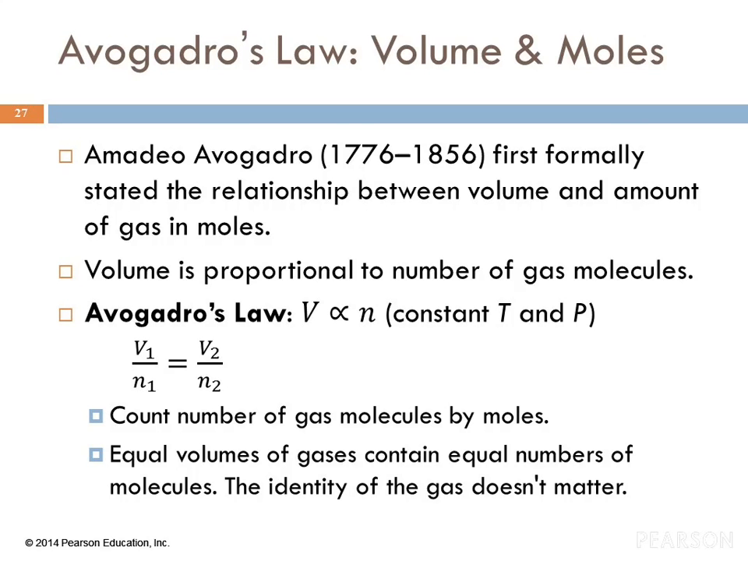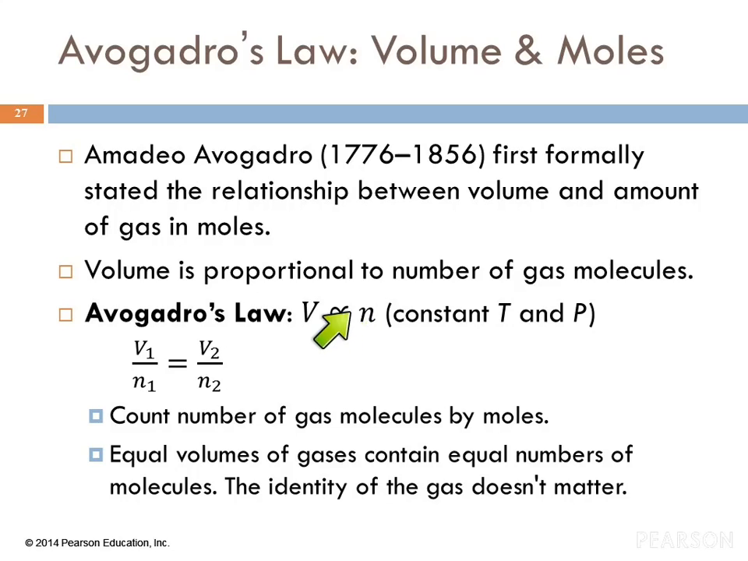Avogadro's law. Amadeo Avogadro was born in 1776. He was the first one to formally state the relationship between volume and amount of gas. So Avogadro's law relates volume and moles. It turns out that volume is proportional to the number of gas molecules. And that kind of makes sense, doesn't it? If you put more gas in, you're going to expect the volume to get larger, right? But what wasn't really obvious is that it is a direct proportion.